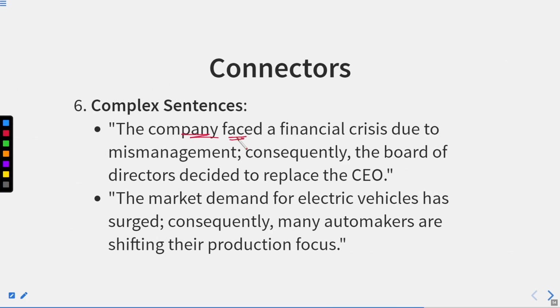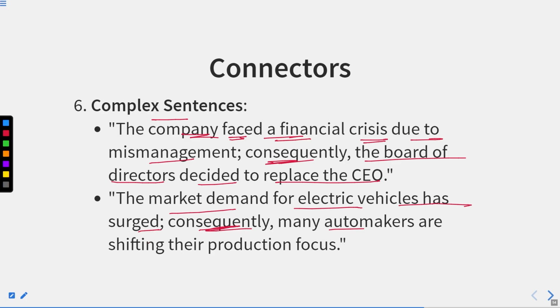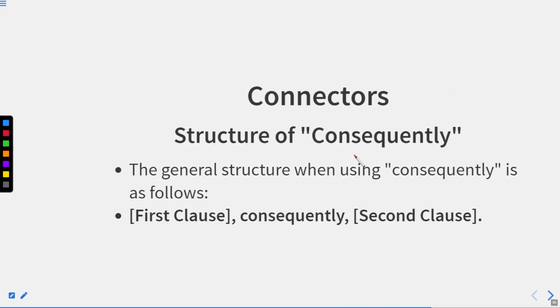Now these are using complex sentences. The company faced a financial crisis due to mismanagement. Consequently, the board of directors decided to replace the CEO. The market demand for electric vehicles has surged. Consequently, many automakers are shifting their production focus.